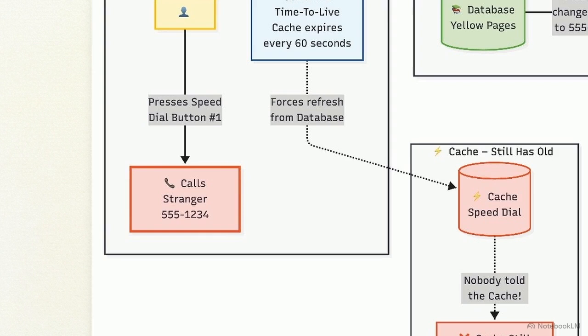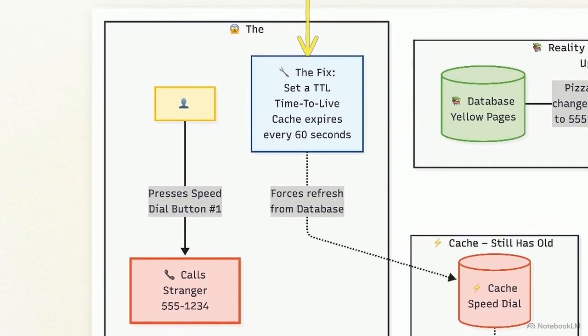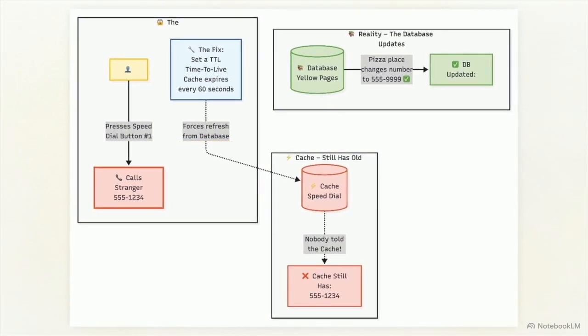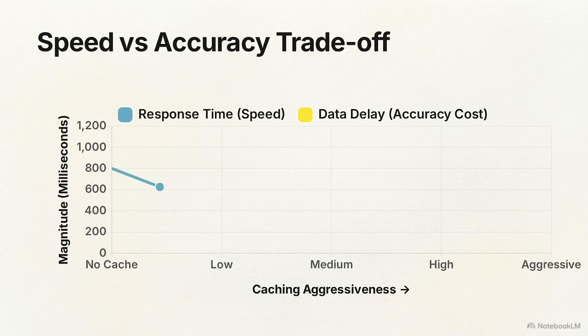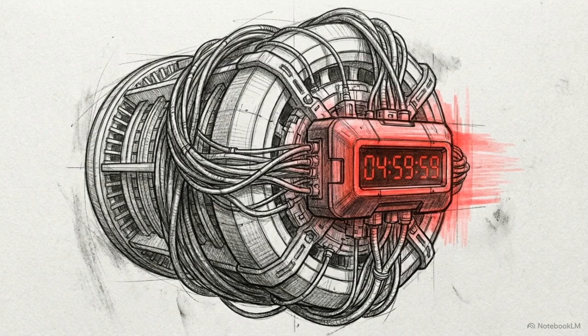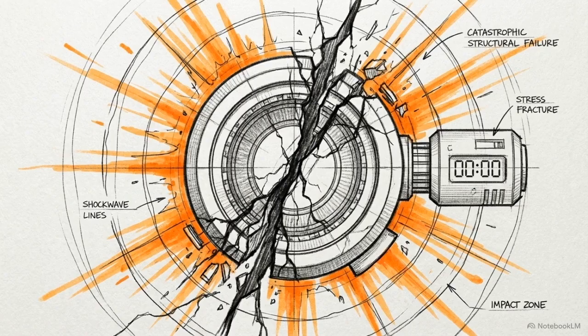To fix this, engineers implement a TTL, or time to live. This is a strict expiration timer attached to the cache data. Every 60 seconds, the cache is forced to self-destruct its memory and fetch a fresh, accurate copy from the database, ensuring the stored phone number is correct. Caching requires businesses to make a heavy, explicit trade-off. To achieve absolute speed, they must sacrifice perfect real-time accuracy and accept that some users will see slightly delayed data. That expiration timer is necessary, but it introduces a severe vulnerability. If a TTL expires at the exact wrong moment under heavy traffic, the tool designed to keep the system fast will be the exact mechanism that destroys it.